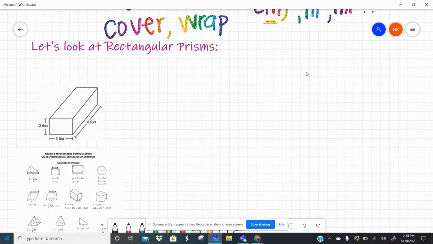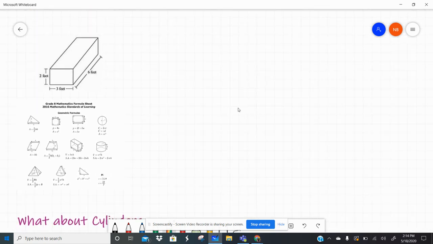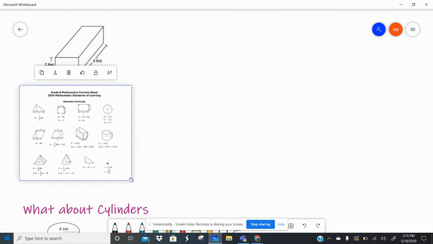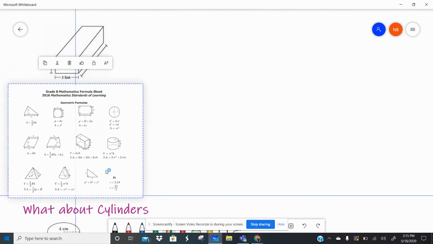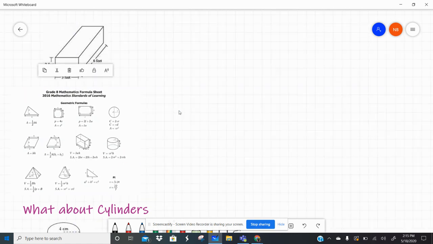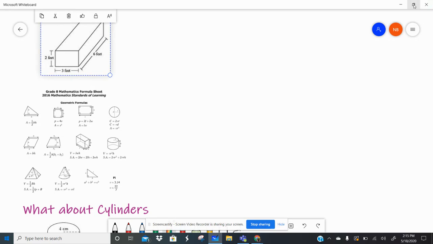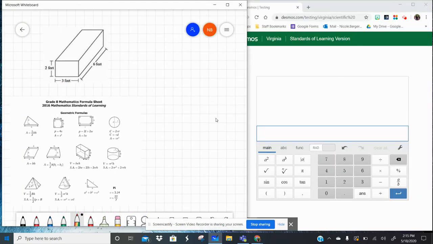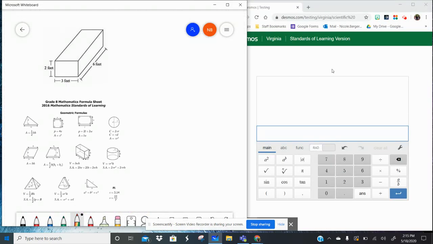So let's dive in and look at how to find the surface area and volume of the different shapes. We're going to start with a rectangular prism. I'm going to close this and show you most of this on the Desmos calculator. For the rectangular prism, we have volume: length times width times height. Surface area, the formula is 2 times the length times the width plus 2 times the length times the height plus 2 times the width times the height.